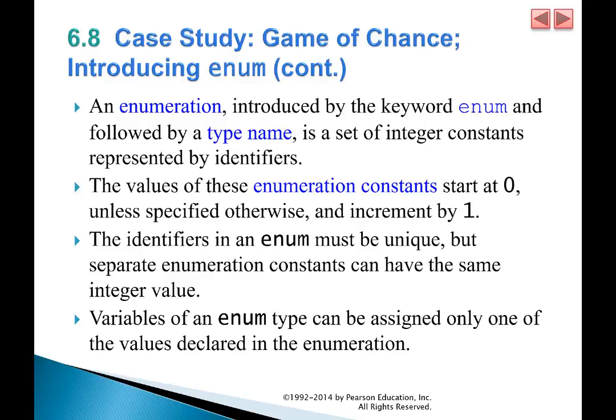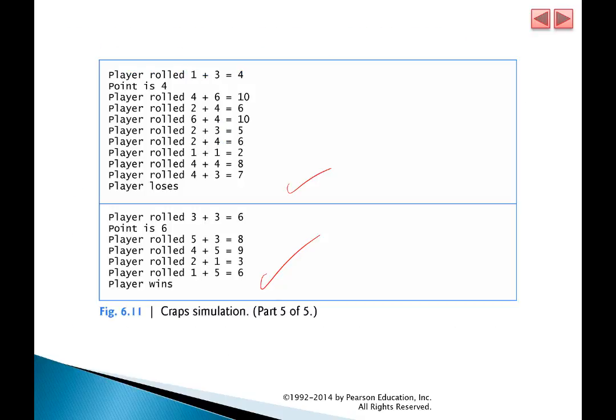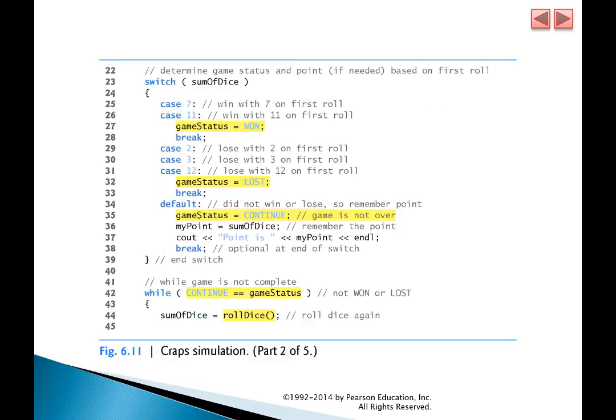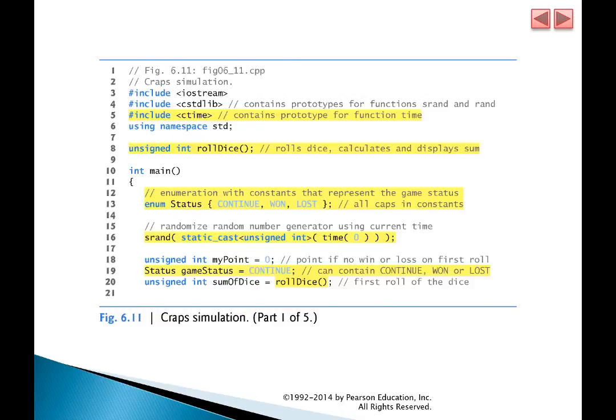Okay, enumeration types. They use an enumerated type here called win, loss, or continue. Status right here simply says we declared a new type. Status is a new type, and it can take on the value of win, continue, won, or loss. An enumerated type is a type which we define.